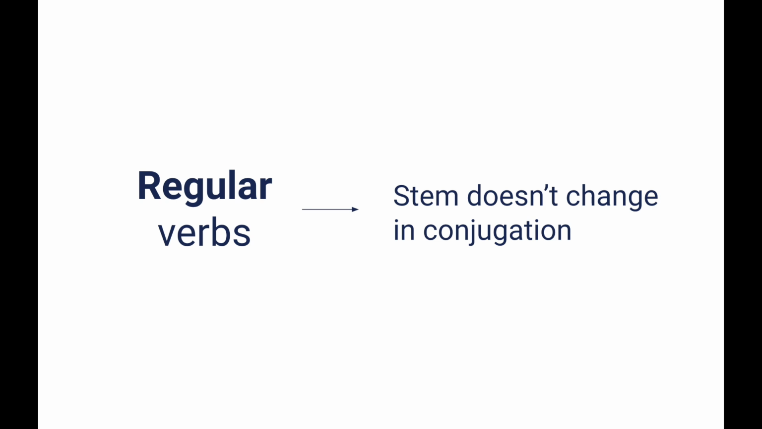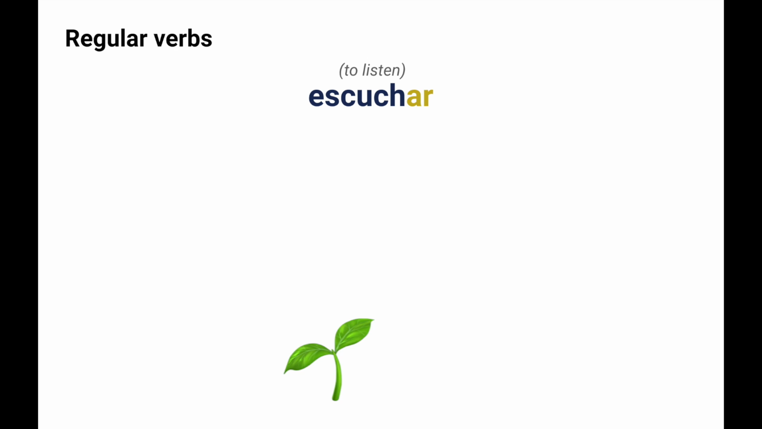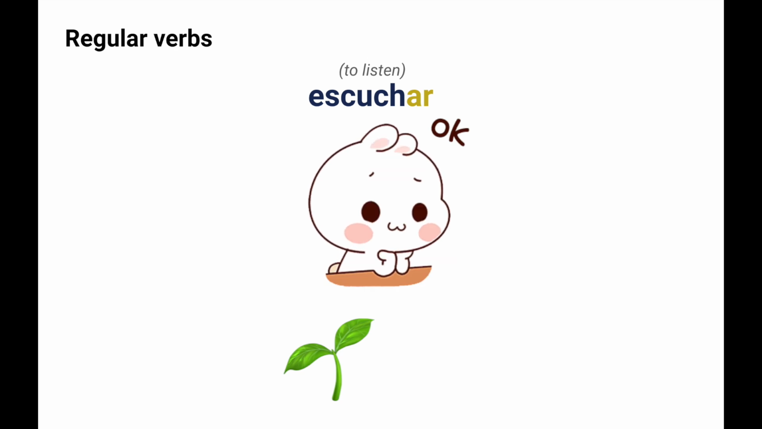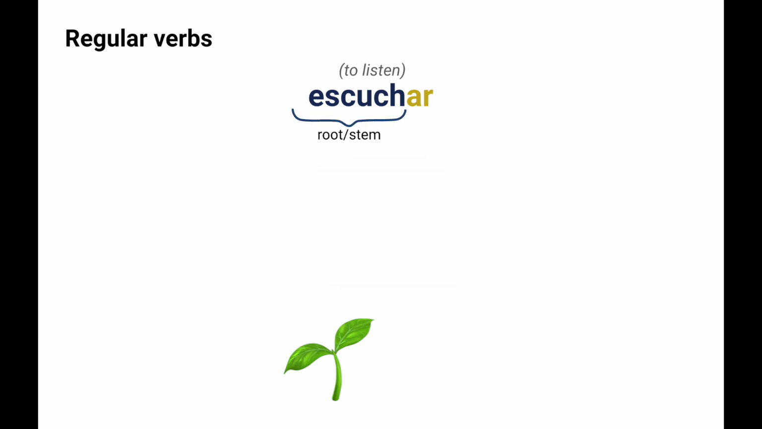A verb is considered regular if its stem doesn't change in conjugation. For example, escuchar. Escuch is the stem of the verb, or raíz. Ar is the ending, or terminación.